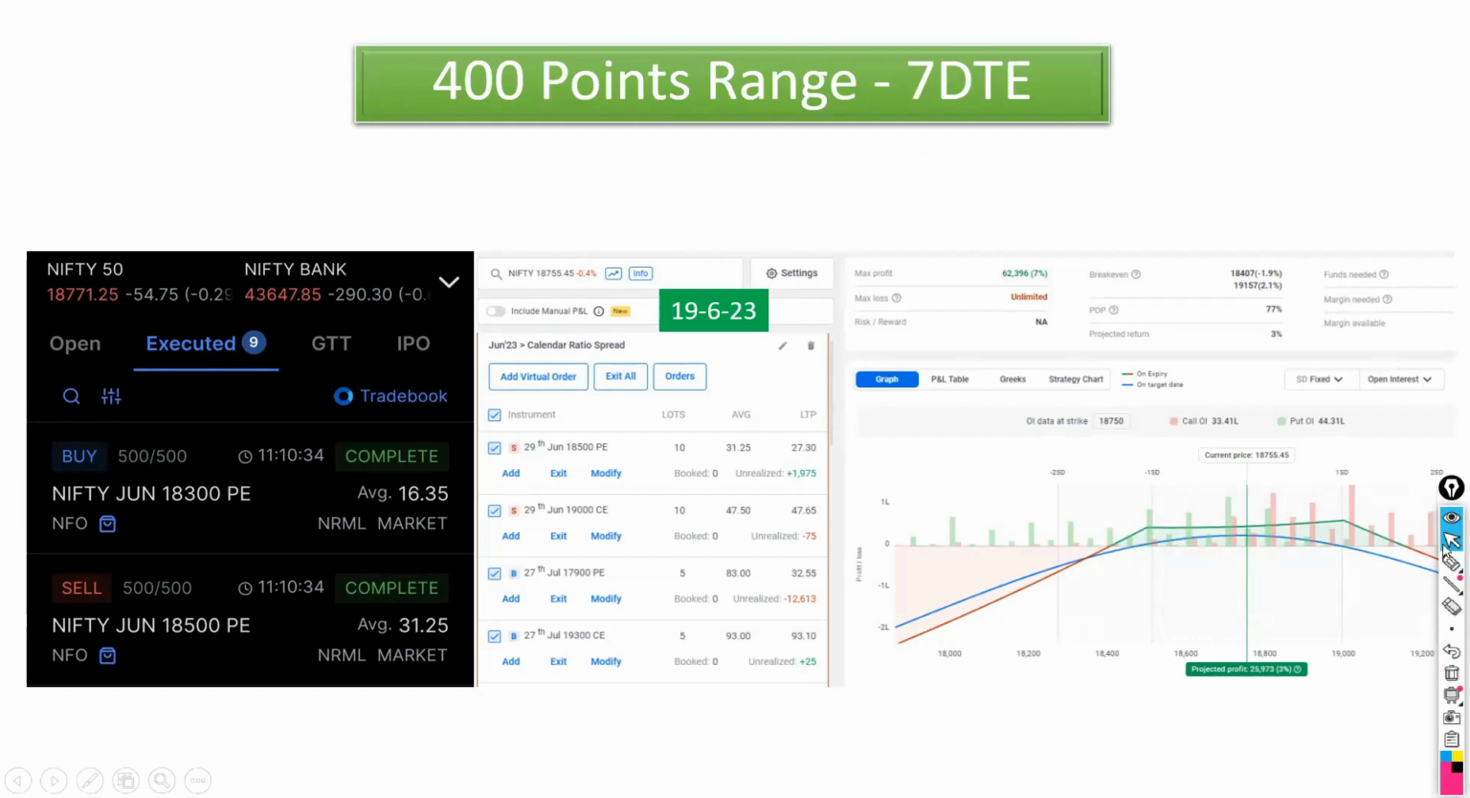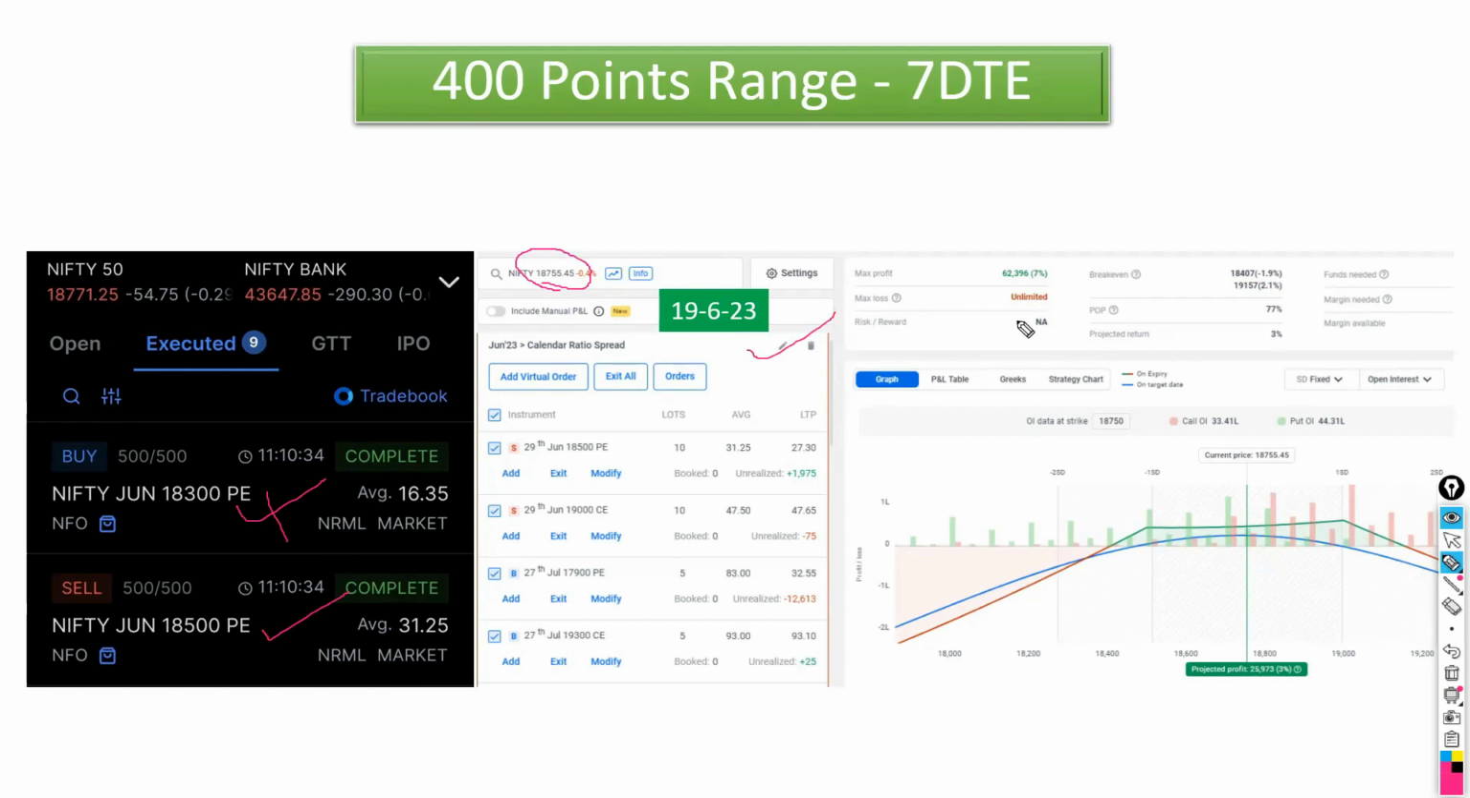On 19th June, what has happened? Spot was around 18,755, so close to 18,800. The market has rallied very well, so what has to be done? I have to close the lower put. So I closed the 18,300, and I rolled up to the 18,500 put, which I sold for 31 rupees 25 paisa.